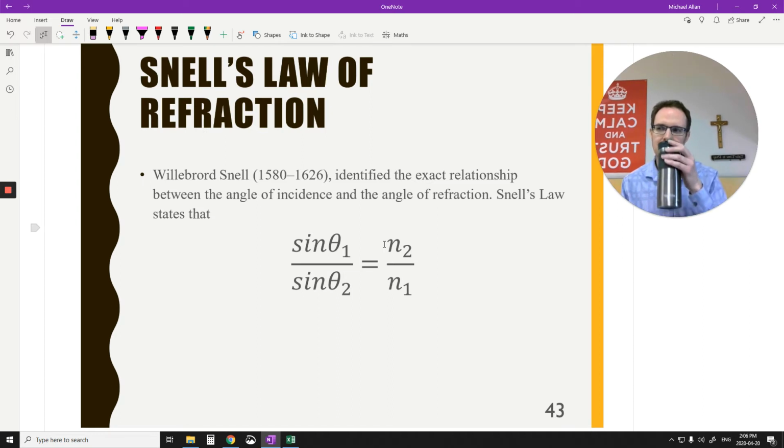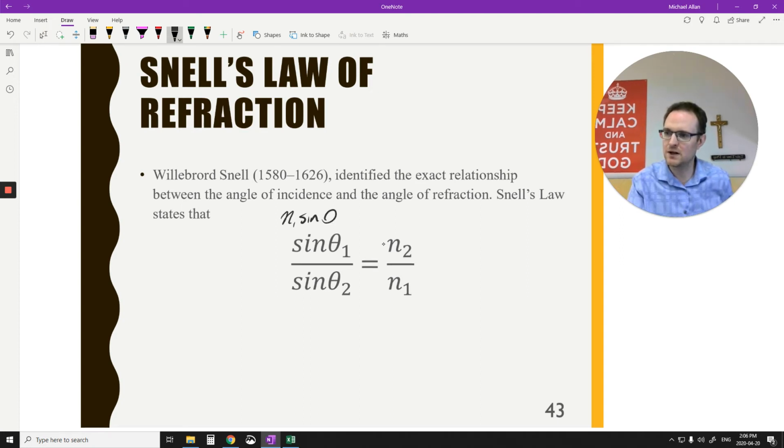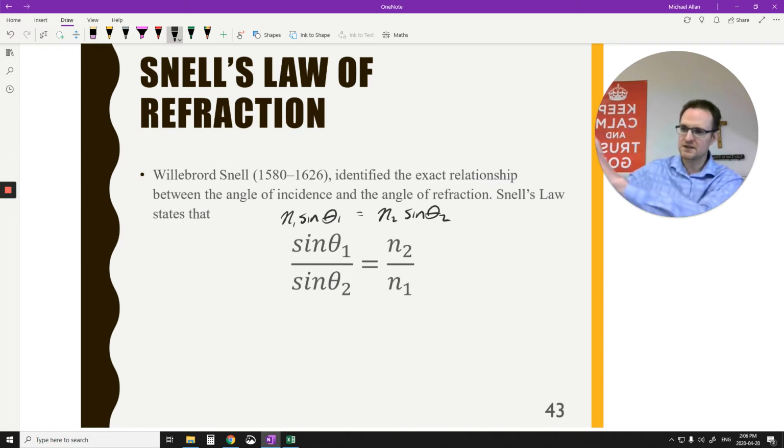But Snell here developed this relationship between the angle of incidence and the refractive index of a material. Now, it started off this way. So n1 times sine 1 is equal to n2 times sine 2. So that's what the formula started off as for him. They put all the ones on one side, all the twos on the other side, and you just notice that these two sides are equal to each other.